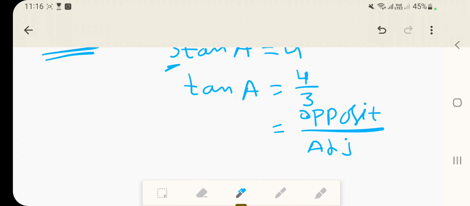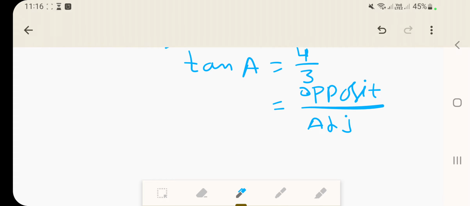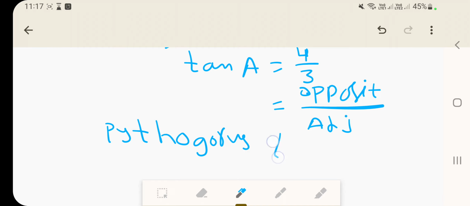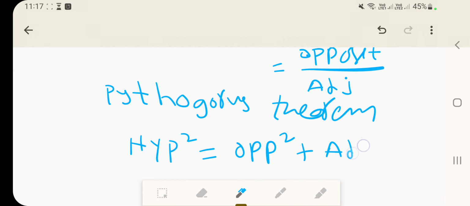So here we can solve this problem in different ways. Using the Pythagoras theorem, we can find the hypotenuse length, or you can draw the triangle and then find sin A and cos A. It is a little simpler to use the Pythagoras theorem, because drawing the triangle and finding it will be a little confusing. We know that the Pythagoras theorem says hypotenuse square is equal to the sum of the squares of the length of the opposite side and the length of the adjacent side.